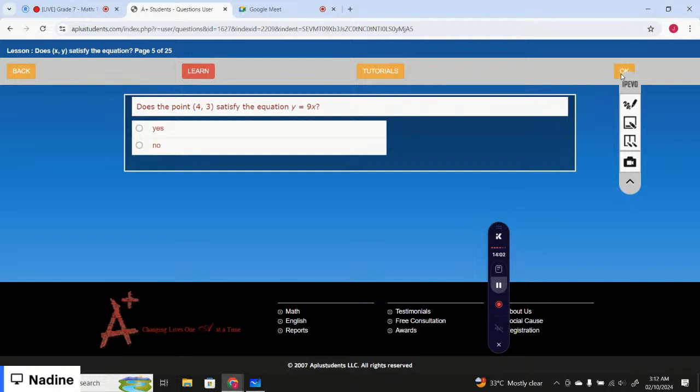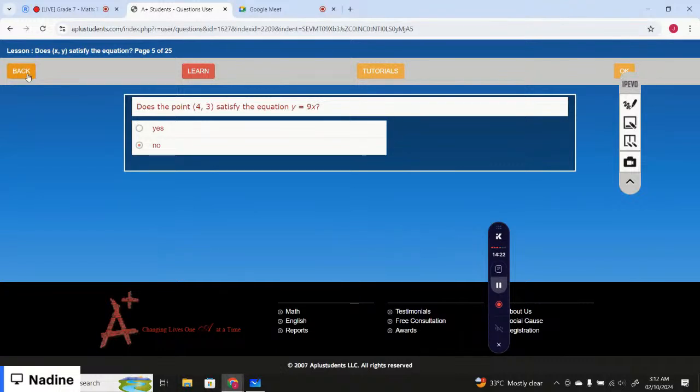The correct option is no. The point (4, 3) does not satisfy the equation y equals 9x. How? X is 4, y is 3. So 3 is equal to 9 times 4. 9 times 4 is 36. 3 is equal to 36. Yes or no? No. The correct option is no.